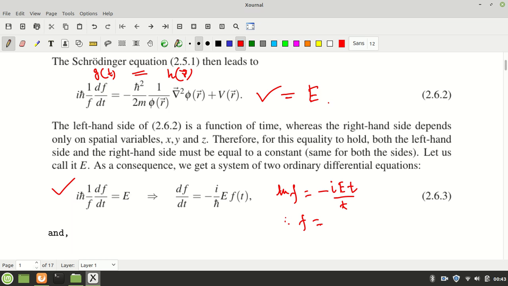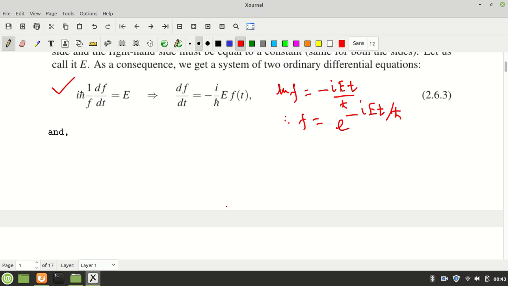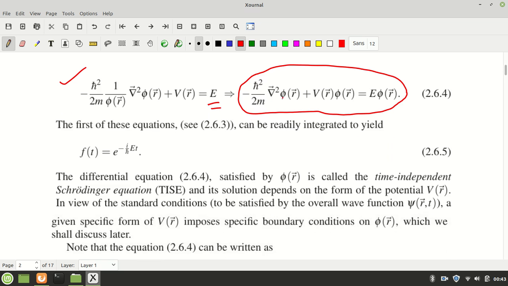So f will be the exponential of minus i E t by h cut. We are avoiding the integration constant; we assume that the integration constant is 1. The other equation, which is a function of r, with the separation constant E gives you this famous equation, and here you can relate that this operator, minus h cut square by 2m del square plus V of r, is the Hamiltonian operator.